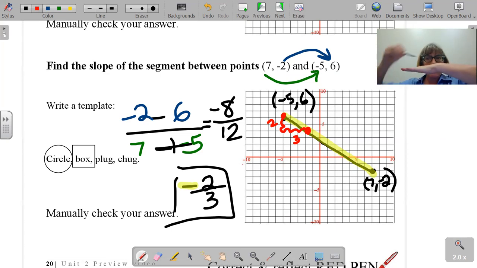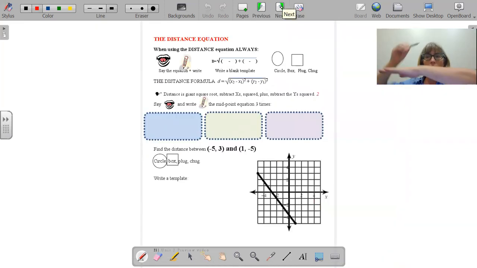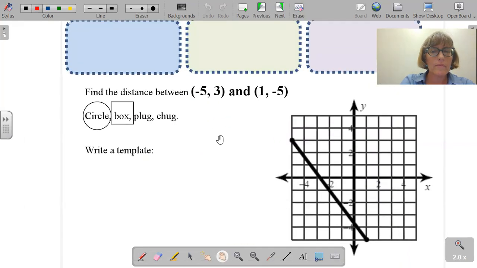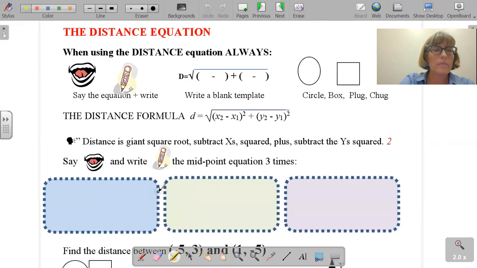So what have we done? We have done the middle of lines, the middle, and the tilt. Last thing is we are doing the length of a line, the length, which is the distance equation. The distance formula is giant square root x minus x parentheses squared plus y minus y parentheses squared.